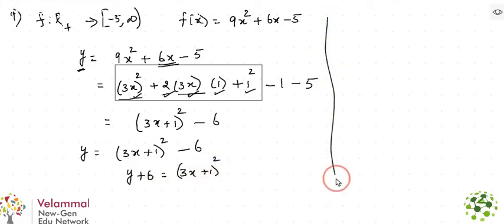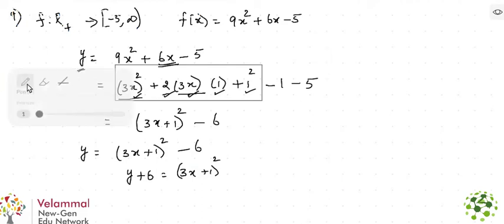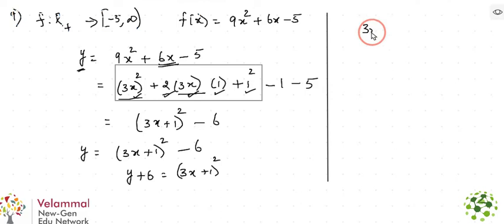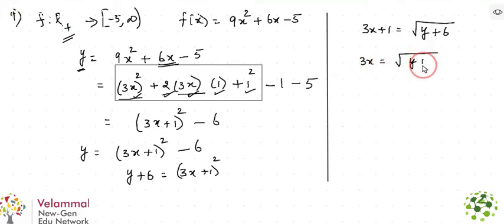Now I want to write it in x equals format. So 3x + 1 = square root of (y + 6). The negative square root we are not writing because it is R plus. So what is 3x now? 3x = square root of (y + 6) - 1, and x will be equal to (square root of (y + 6) - 1) divided by 3. So we have found the inverse. See, it is matching with the book answer.